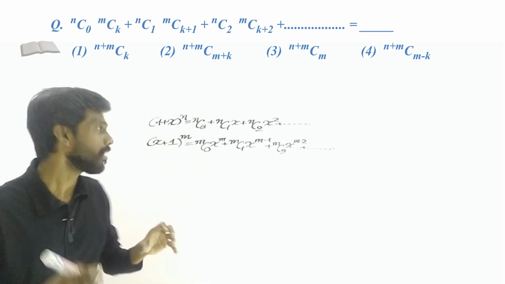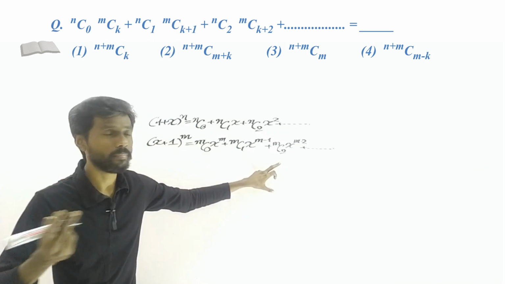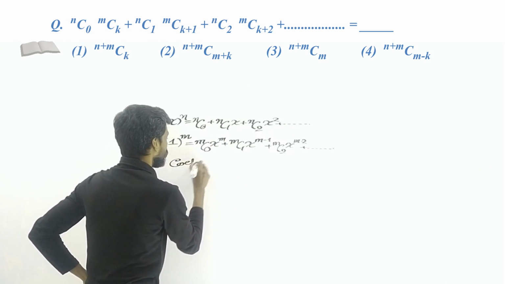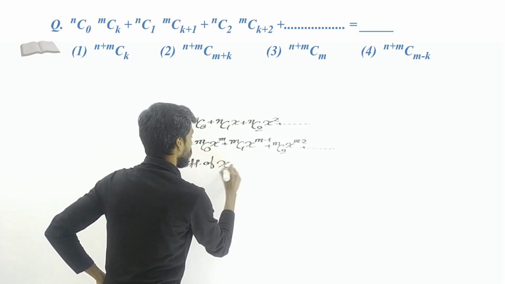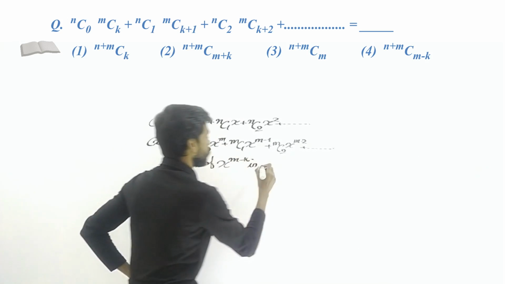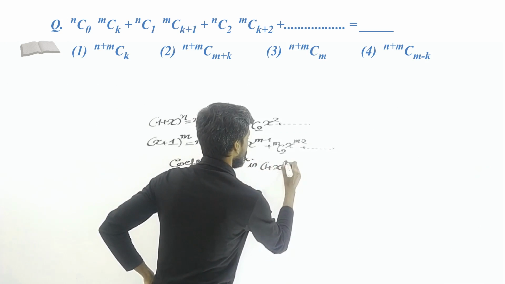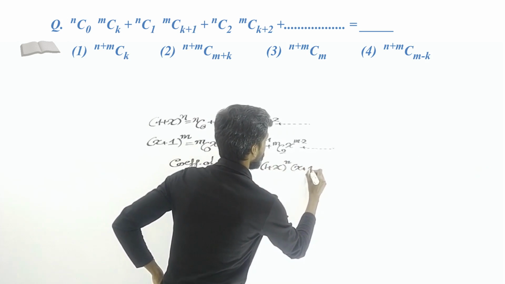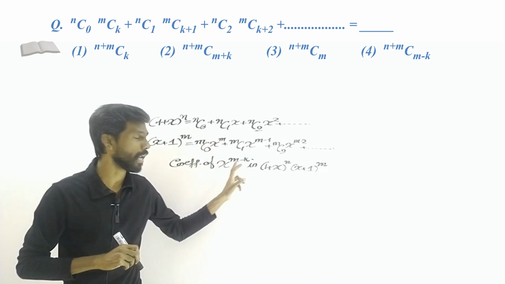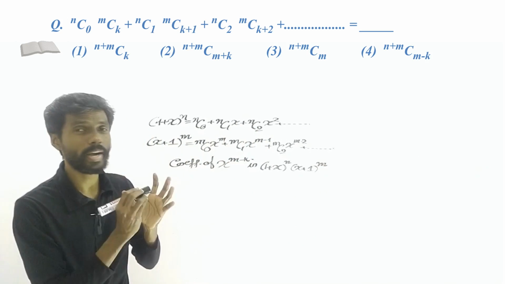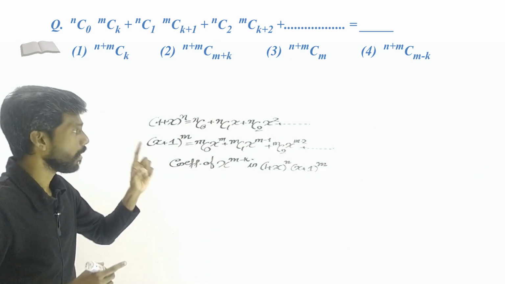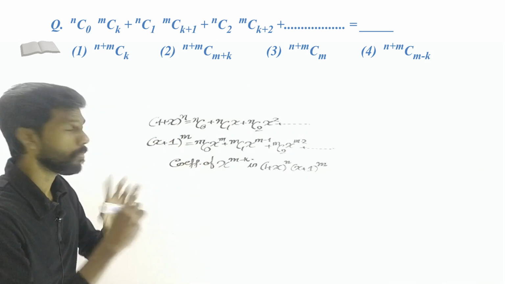the answer, right? But not 2 here, but MCk. So that means we have to find the coefficient of x to the power m minus k in this product. This product is 1 plus x to the power n, and the next one is x plus 1 to the power m. In this product, you find the coefficient of x to the power m minus k. That will give you our required expression, NC0, MCk, next MC1, NC1, MCk plus 1, etc.